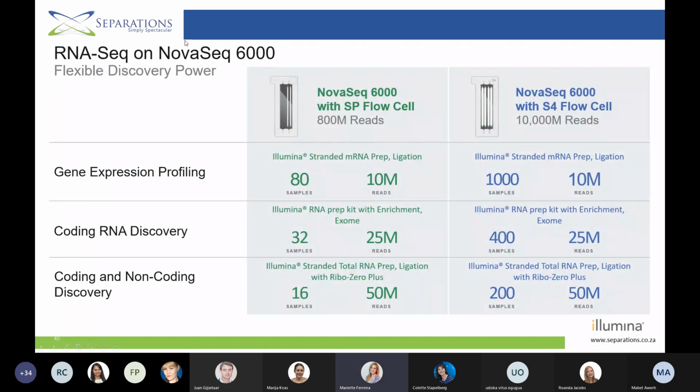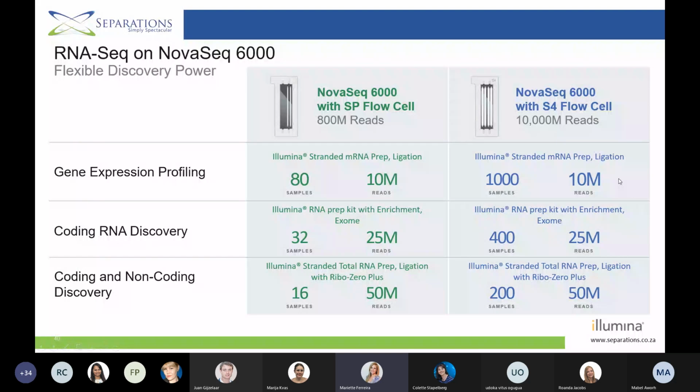So on the NovaSeq, just summarized here, when you want to do gene expression profiling, with the SP flow cell, which is your smallest flow cell, you can do up to 80 samples with 10 million reads per sample, and 1,000 samples on the S4 with 10 million reads.